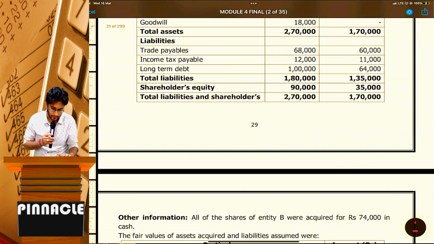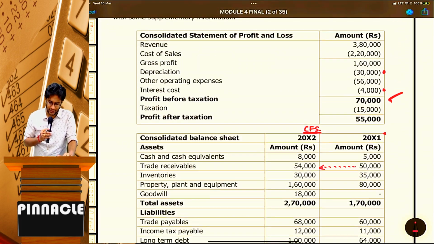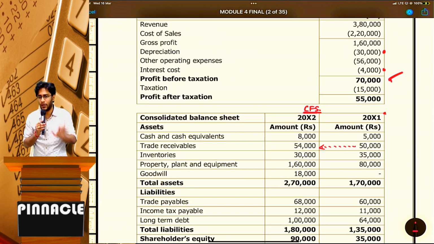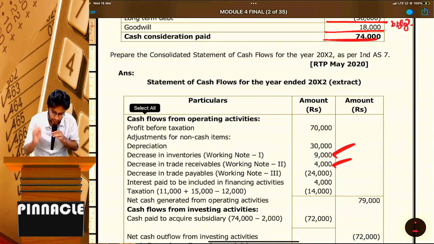Come to the other items as well. Next, sir, inventory. Today's closing inventory is 30. How much inventory did I buy from that fellow? 4. First remove 4 from there. 30 minus 4, how much is that? 26. So 35 inventory became 26 inventory. 9,000 inventory. Is 9,000 inflow or outflow? Inventory decrease, so inflow only.